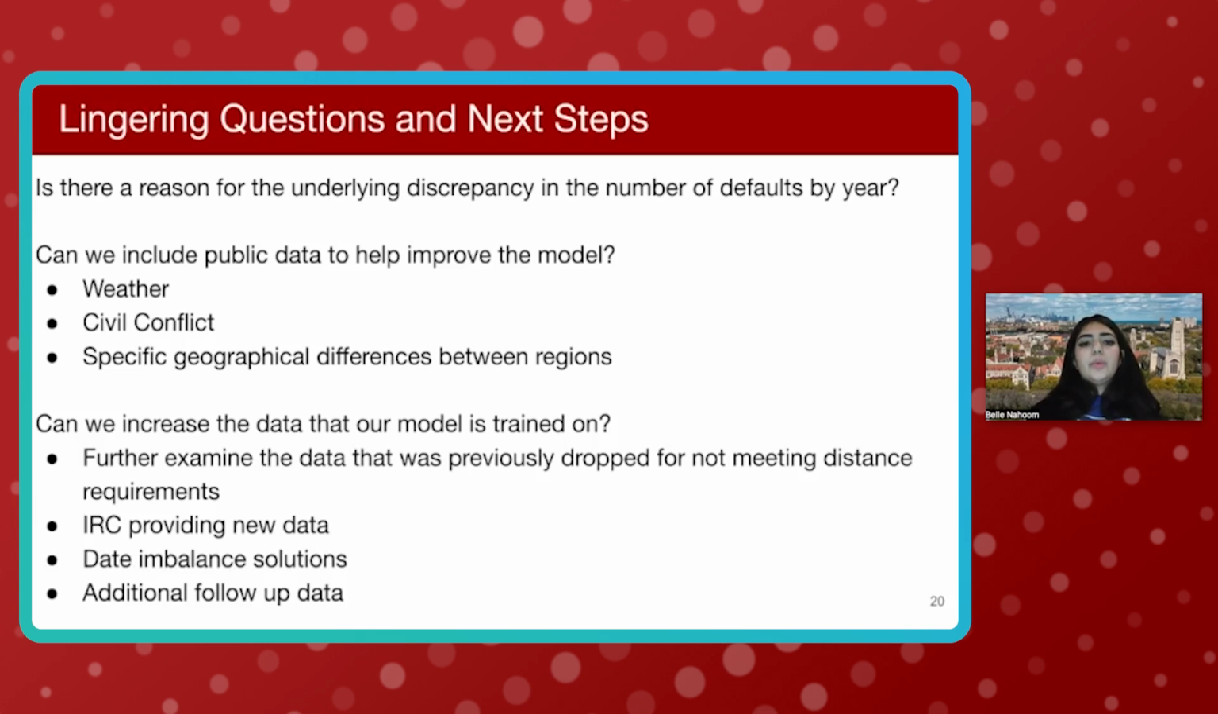We are also looking to examine the following question. Can we include public data to help improve the model? For example, does weather or civil conflict increase the rate of default in certain regions? We are hoping to use this question as a guide for future research.